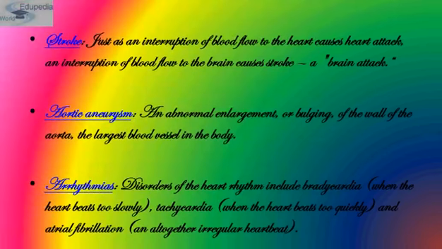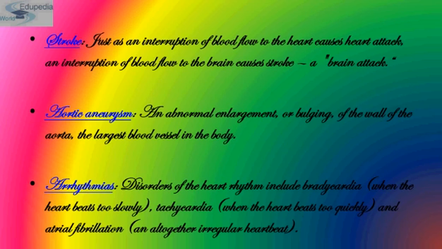Other disorders are stroke, aortic aneurysm, and arrhythmias, okay. Stroke: just as an interruption of blood flow to the heart causes heart attack, an interruption of blood flow to the brain causes stroke, and that is called brain attack, okay. Now what comes is aortic aneurysm, an abnormal enlargement or bulging of the wall of the aorta, which is the largest blood vessel in the body, okay. So that becomes very enlarged or bulgy, then that condition is known as aortic aneurysm.